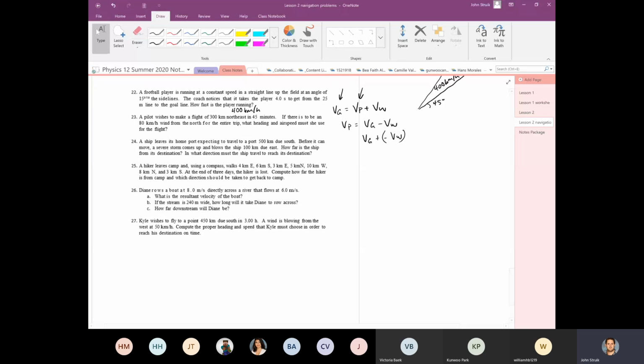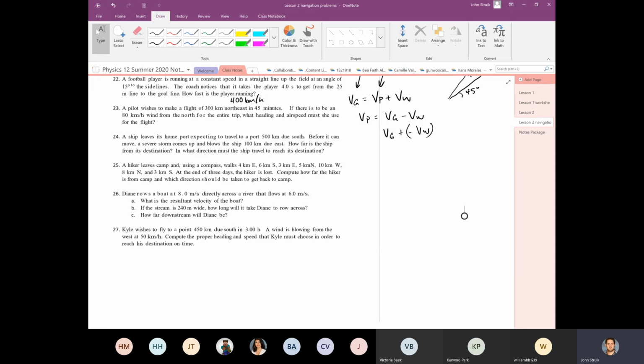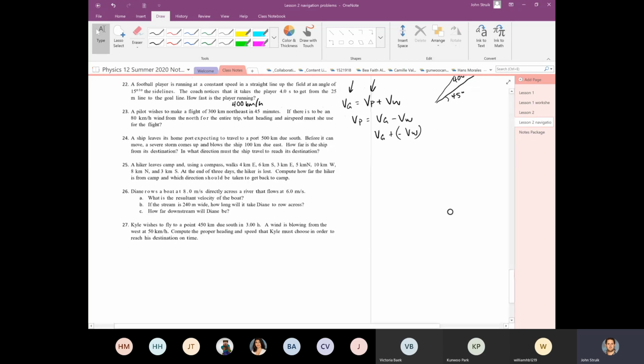25. Okay, so for this one, a hiker leaves camp and using a compass walks 4 kilometers east. What I did is I grouped them into east-west and south-north, and then I'll put positive and negative on it. So 4 kilometers east is positive 4, because that's to the right. This is the X, this is the Y. Then 6 kilometers south would be negative 6, and then 3 kilometers east would be plus 3.